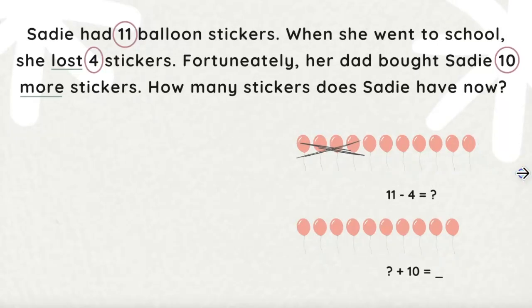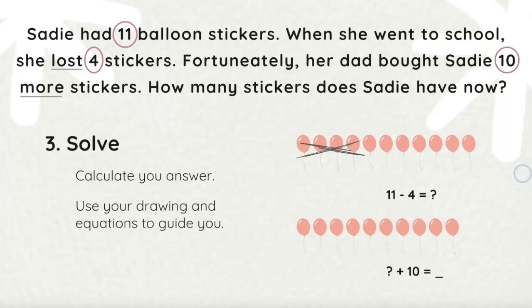Okay, so now we're ready to solve the problem. We need to first calculate our answer using our drawing and equation. So let's solve it. We need to perform 11 stickers minus 4 stickers. Looking at my picture, that is 7 stickers. So our question mark is actually 7 stickers.